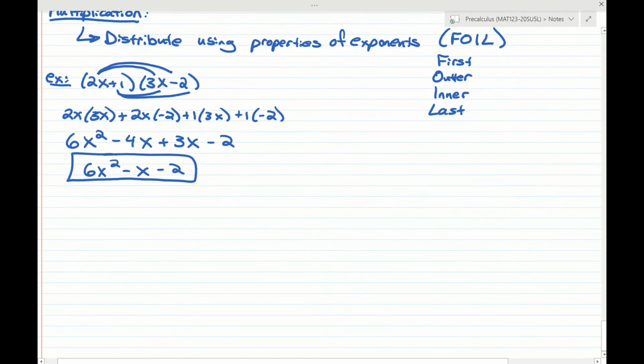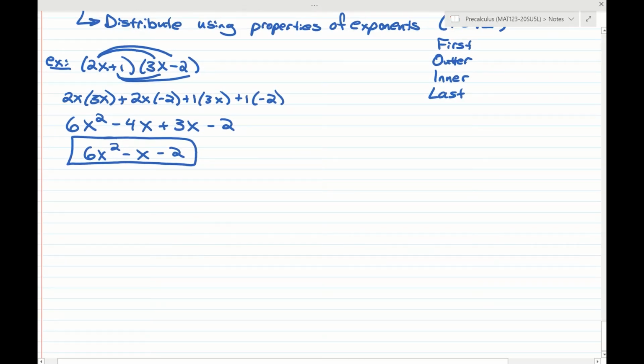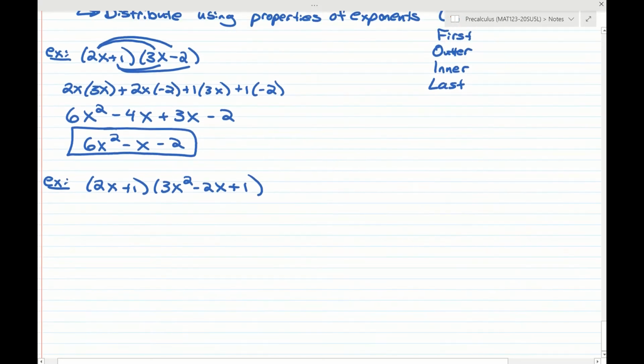That's how you multiply polynomials. So what if you had a binomial and a trinomial? Well, we just do the same process. So 2x plus 1 times 3x squared minus 2x plus 1. We'll multiply the first term times everything in the second group, second term times everything in the second group, and then that's what we're doing, right?